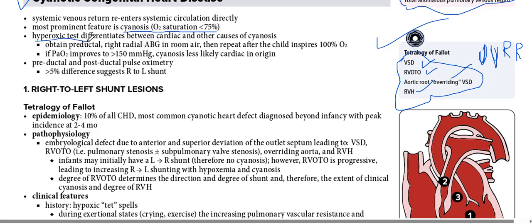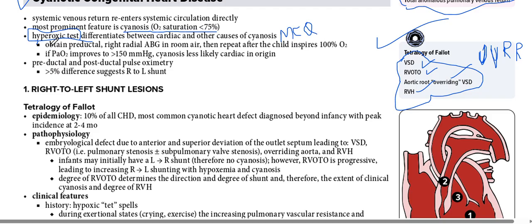Hyperoxic test differentiates between the heart and other causes of cyanosis. So what is the test name? Hyperoxic test. That is something important to remember. If they ask us in an MCQ which test is needed to differentiate between cardiac cyanosis and the other causes of cyanosis, the hyperoxic test will be the answer. That is an important MCQ point of view. Okay, the hyperoxic test is basically to differentiate between the cardiac cause and the other causes of cyanosis.